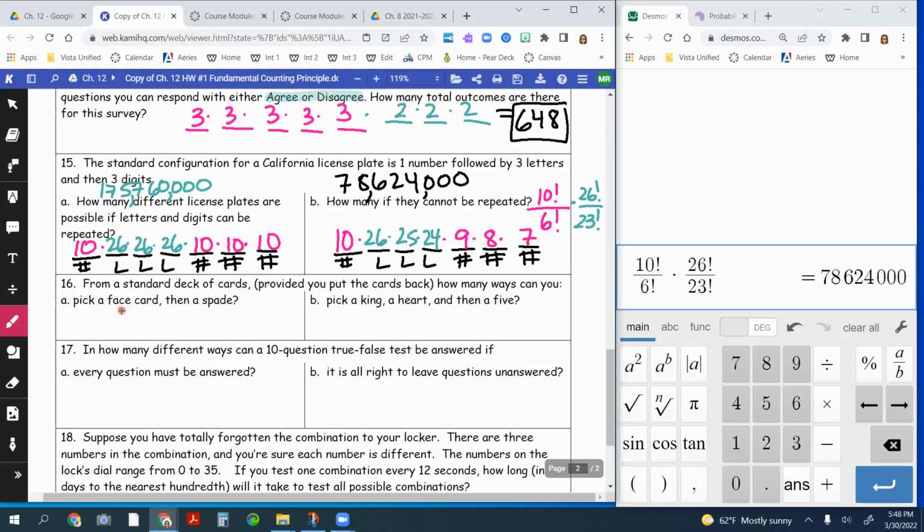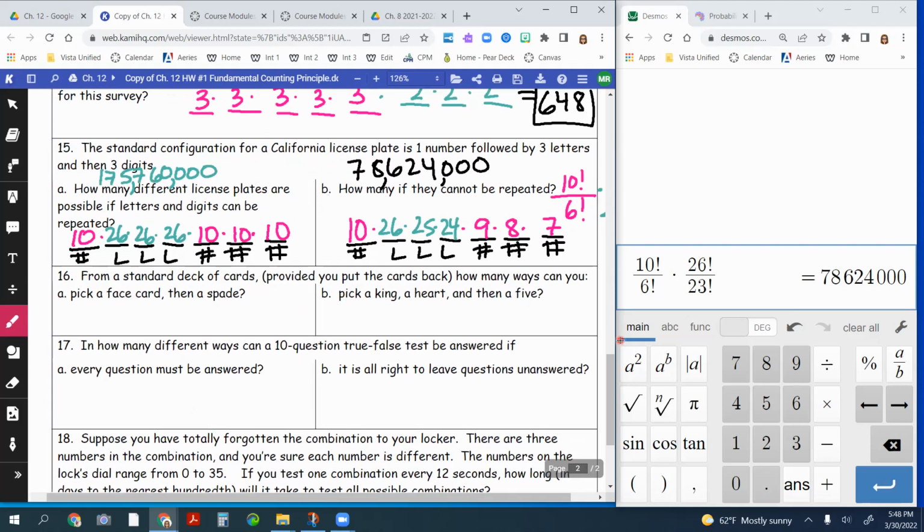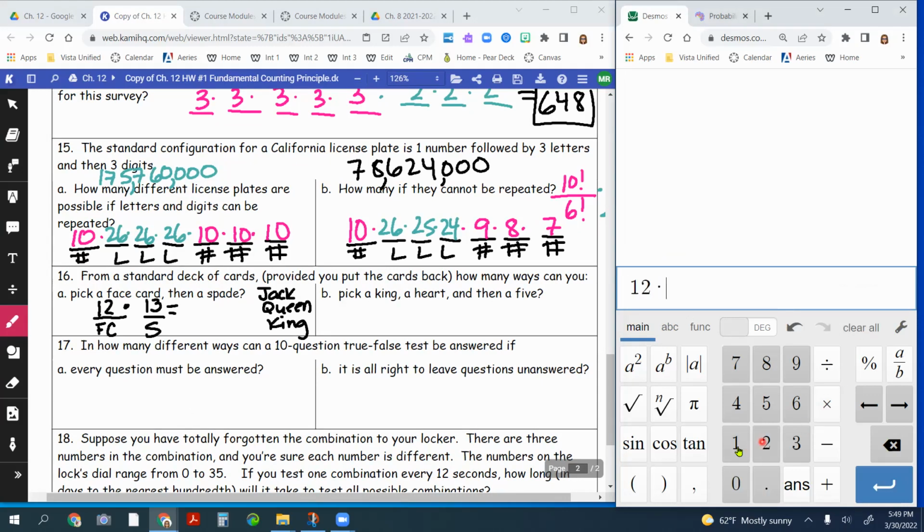many ways can you pick a face card and then a spade? Provided you put the cards back. So a face card, I'll put FC for face card, and I'll put S for spade. So to pick a face card is going to be a jack, a queen, and a king. So you have three in each of the suits, so you've got 12 different ways that can happen. A spade, there are 13 spades. And when I take 12 times 13, I end up with 156.